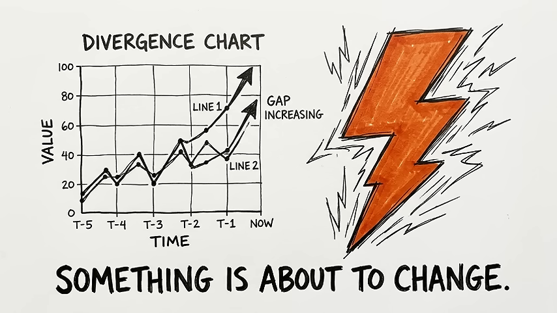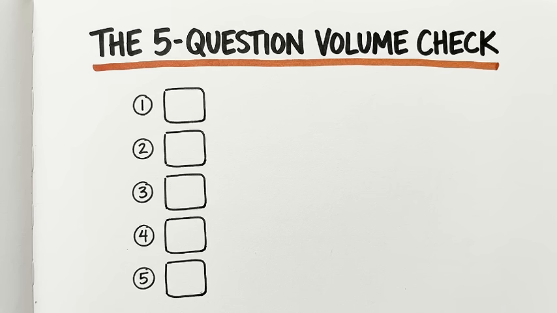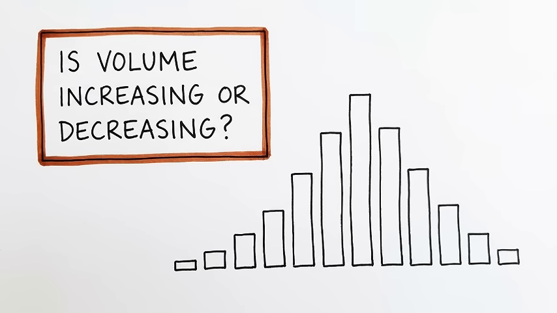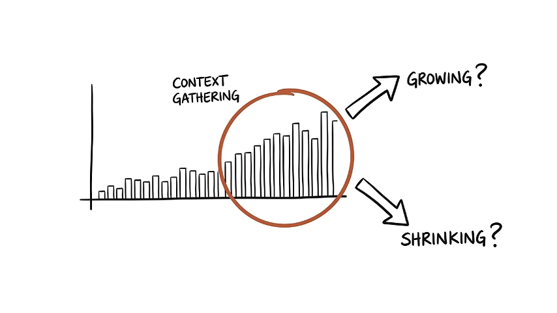Now let's turn all of this into a practical process you can use on any chart, in any market, starting from your very next trading session. I call it the 5-question volume check. Run through these 5 questions before every trade. Question 1. Is volume increasing or decreasing compared to recent bars? Zoom out first. Get the context. Is participation growing or shrinking in this market right now?